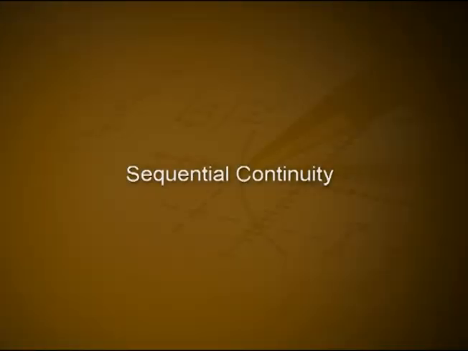Sequential continuity. Now let us discuss the definition of sequential continuity. The continuity of a function at a point C is checked by examining the nearness of values x about C and corresponding nearness of values f of x about f of C. So we can consider the sequential version of continuity at a point. This helps us to explain the continuity without using the epsilon delta concept.